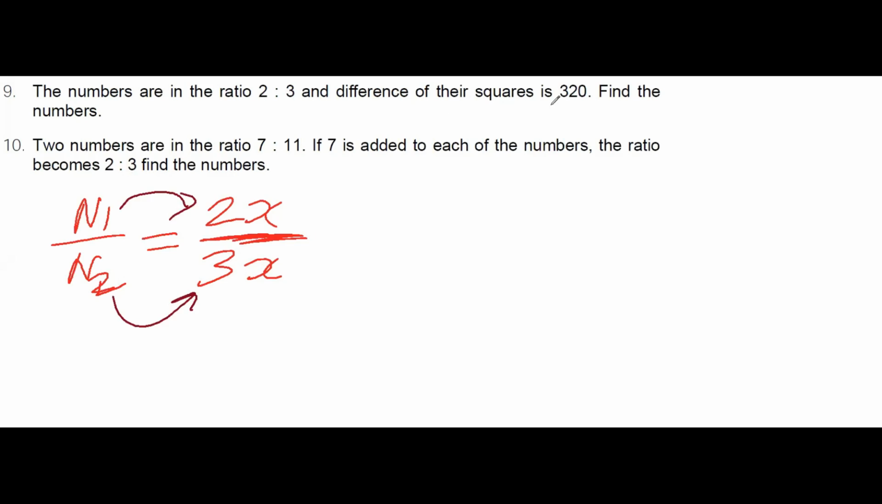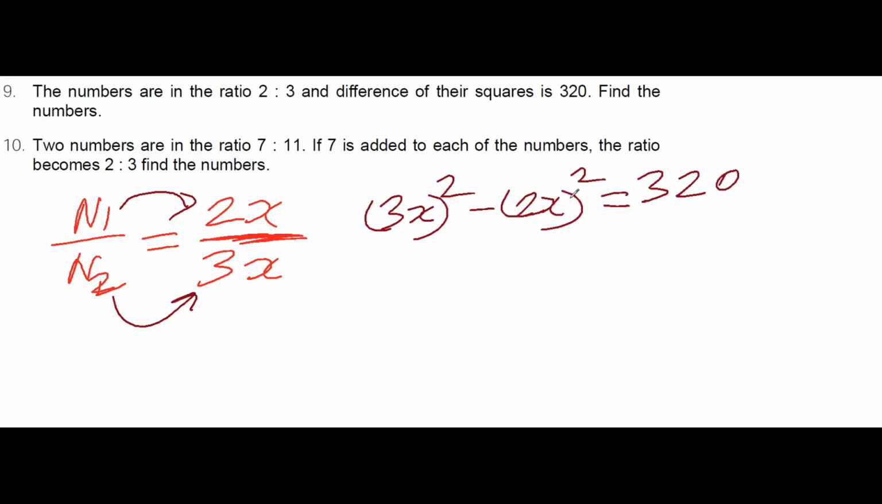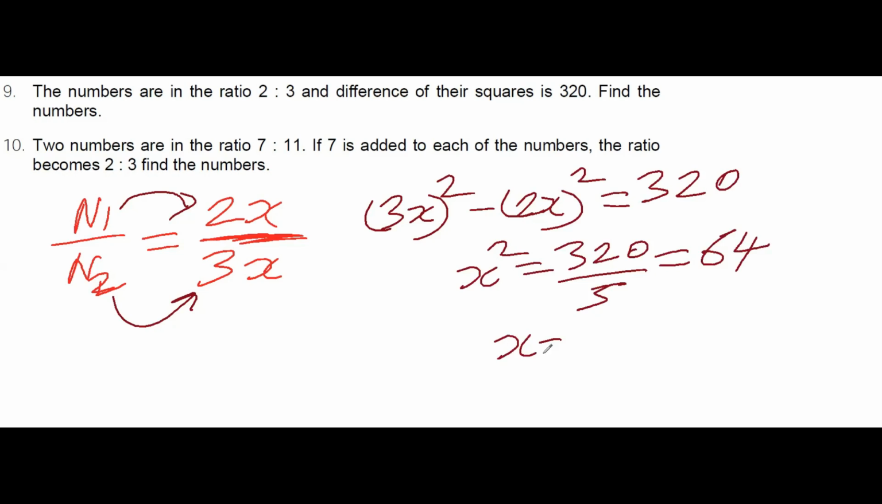Difference of their squares is 320. It means I have to take the squares and then subtract, and this is your 320. Now 3 threes are 9, so 9x square, minus 2 twos are 4. So 9 minus 4 is 5x square. So your x square will be 320 divided by 5, which is nothing but 64. So the value of x is 8.